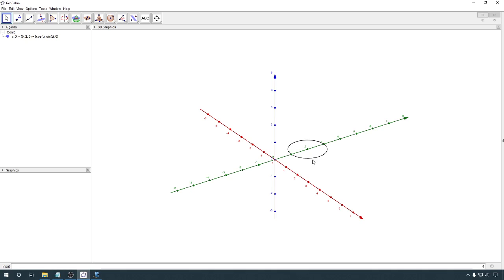Now, technically here, we haven't written down an equation for it. If we wanted to write an equation for it, we could say it's x squared plus y minus 2 squared equals 1 because it has center of 0, 2, and then it has a radius of 1.